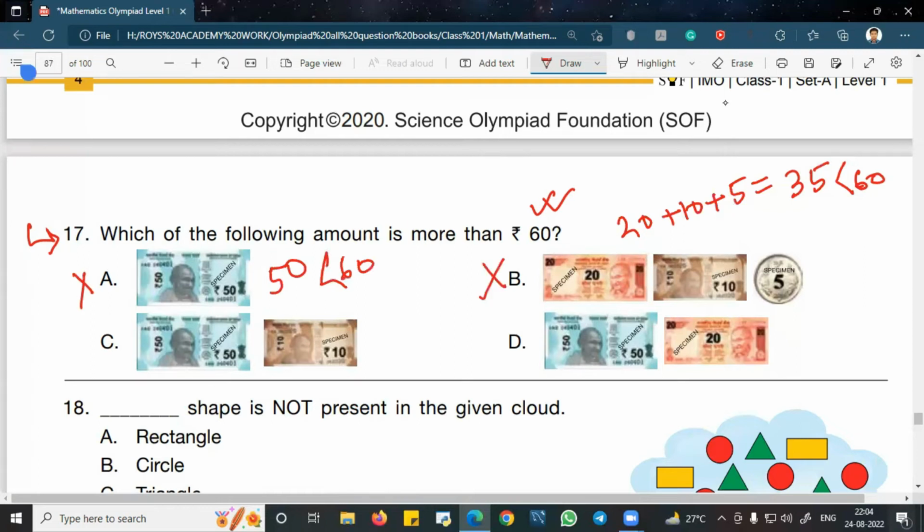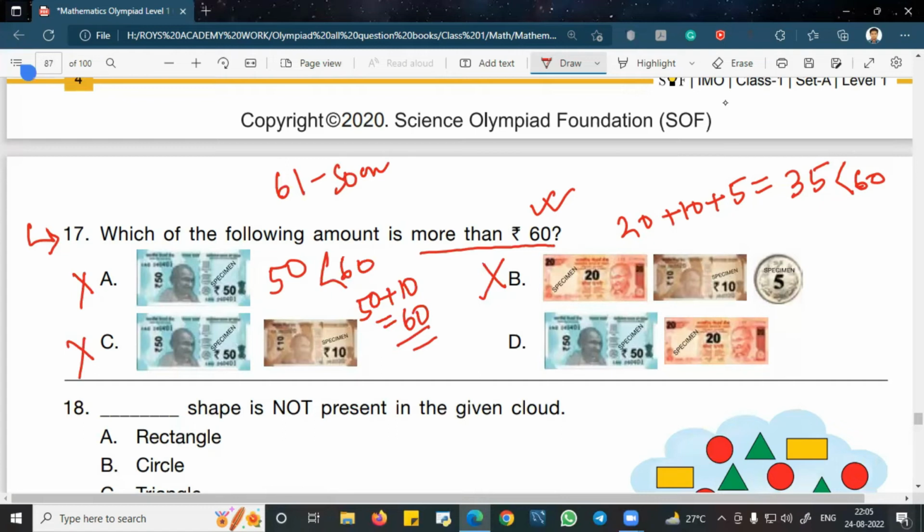Now we go to option C. In option C we see 50 plus 10, so we get 60. But here we have to choose more than 60 rupees, so this is equal to 60 rupees. This is not the right answer. We have to find more than 60 rupees, that starts from 61 and so on. So D should be the right answer, because A, B, C are not right.